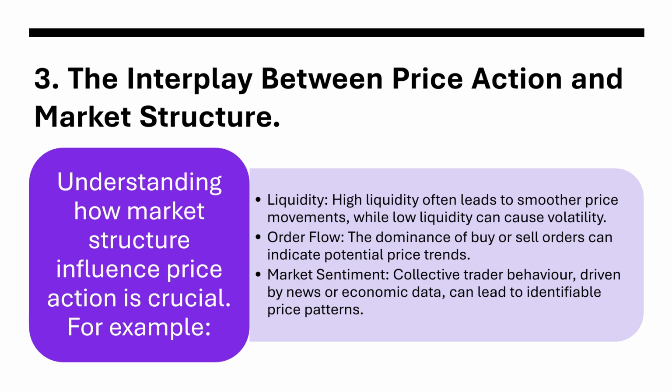Next, we have order flow, which refers to the flow of buy and sell orders in the market. By observing whether buying or selling pressure dominates, traders can get insights into potential price trends. For instance, if there is a significant increase in buy orders, it may indicate a bullish trend, while a surge in sell orders could signal a potential downturn.